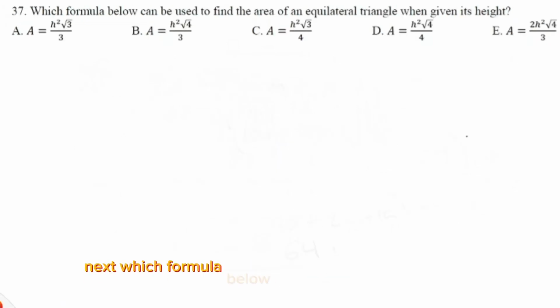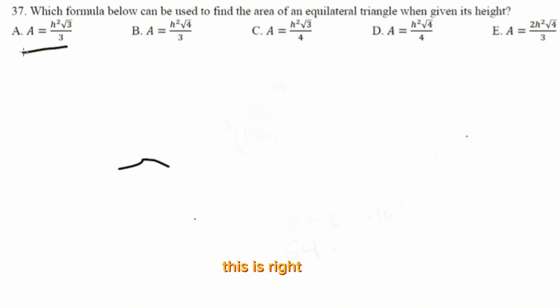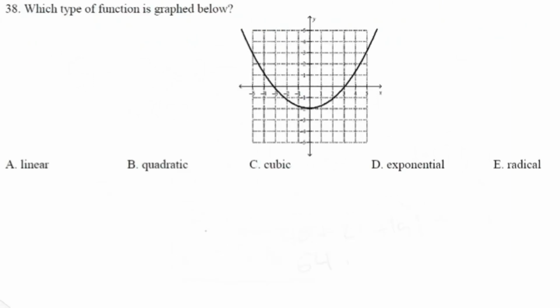Next, which formula below can be used to find the area of an equilateral triangle when given its height? Alright, so this is just a math theory problem. This just tests how well you know your formulas. So all you have to know is the formula for this. So the formula to find the area of an equilateral triangle is area equals height squared times root 3 divided by 3, or what this is right here. So that's your answer.